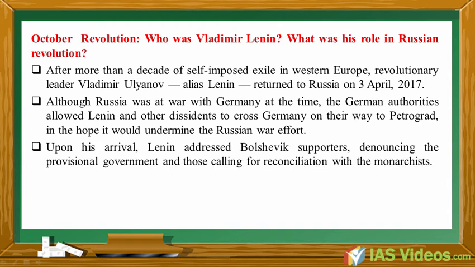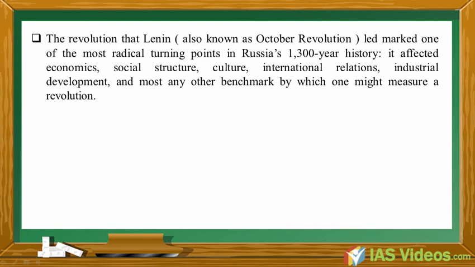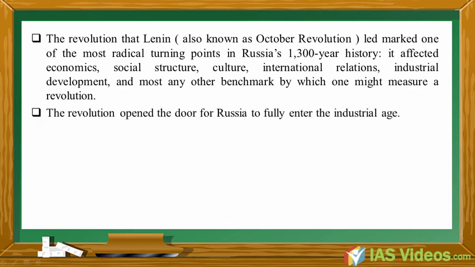Upon his arrival, Lenin addressed Bolshevik supporters, denouncing the provisional government and those calling for reconciliation with the monarchists. The revolution that Lenin led, also known as the October Revolution, marked one of the most radical turning points in Russia's 1,300-year history. It affected economics, social structure, culture, international relations, industrial development, and most any other benchmark by which one might measure a revolution. The revolution opened the door for Russia to fully enter the industrial age.